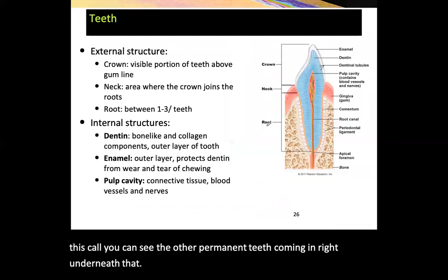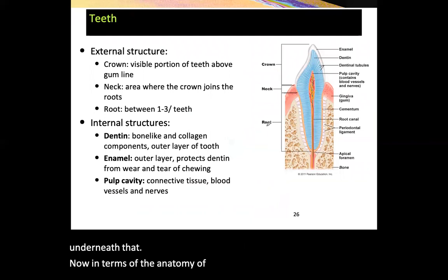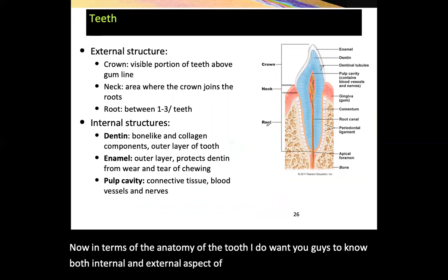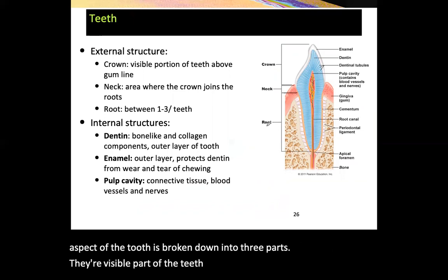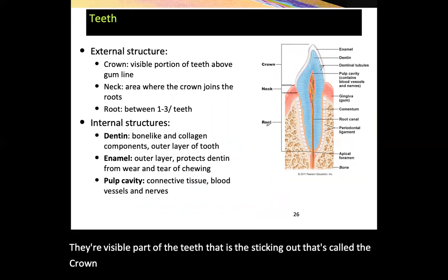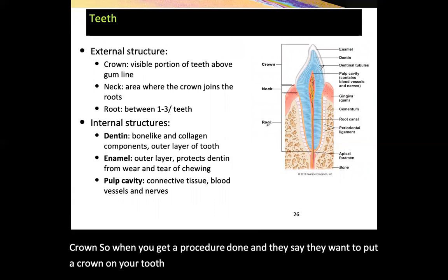Now, in terms of the anatomy of the tooth, I do want you guys to know both the internal and external aspects of the tooth. The external aspect of the tooth is broken down into three parts. The visible part of the tooth that is sticking out is called the crown. So when you get a procedure done and they say they want to put a crown on your tooth, basically the artificial one is replacing your actual tooth, your actual crown.